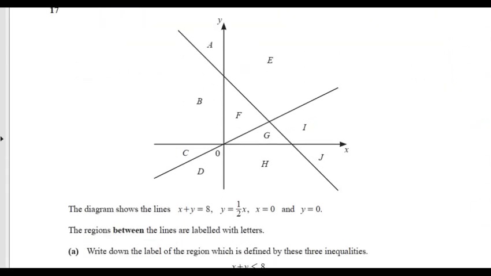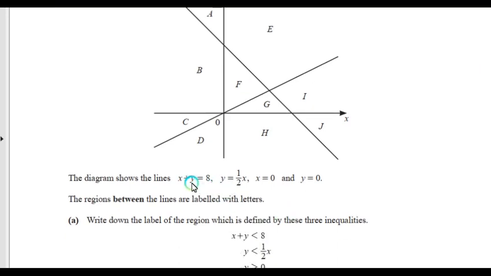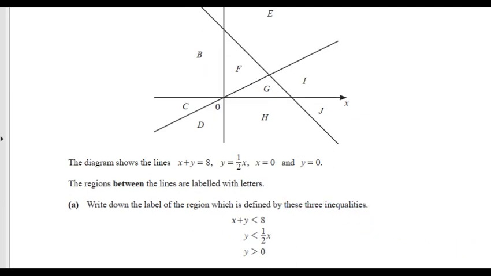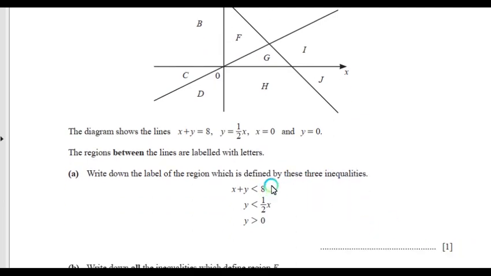Okay, question number 17. The diagram shows the lines x plus y equals 8, y equals half of x, x equals 0 and y equals 0. Regions between the lines are labeled with letters. Write down the label of the region which is defined by these three inequalities. These three inequalities are x plus y less than 8, y less than half x and y greater than 0.